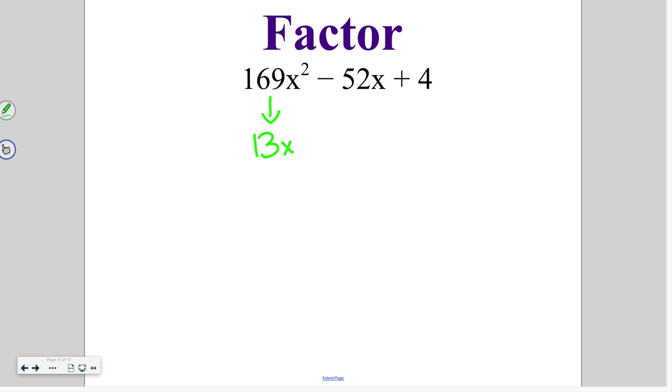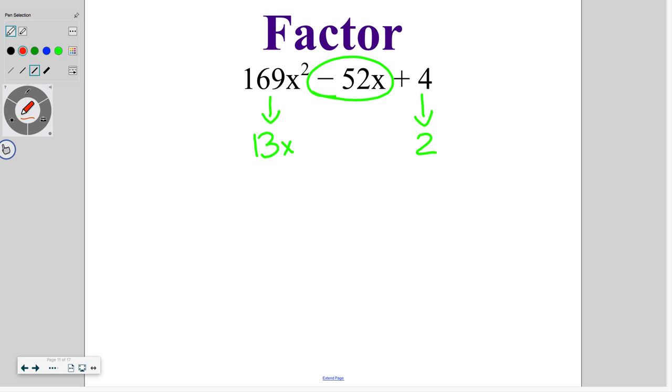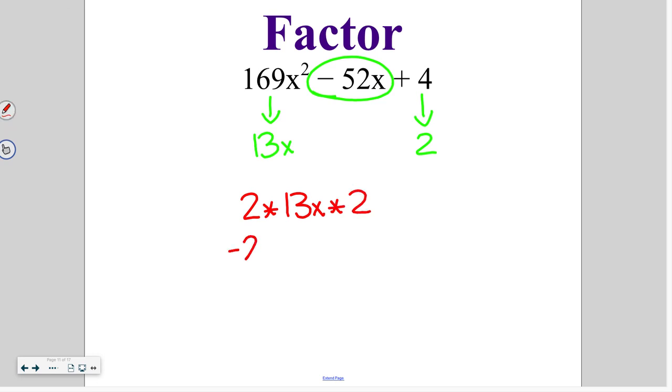So step 1 checks out. Then I move to the third term and I say, can I take the square root of 4? The answer is yes. The 2. So now we are looking to check out this middle piece. So it either needs to be 2 times 13x times 2 or negative 2 times 13x times 2.